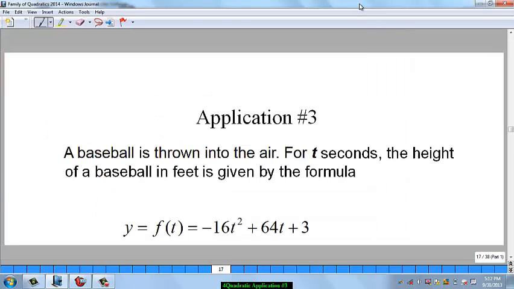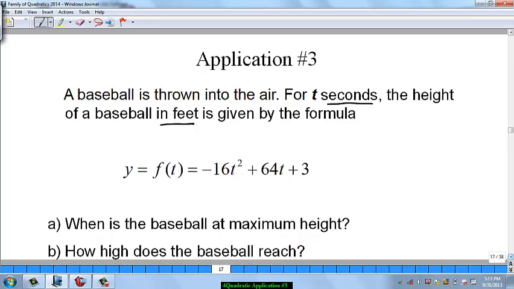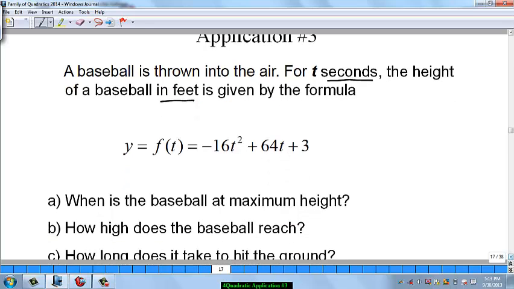Alright, we're going to talk about quadratic application number 3. A baseball is thrown into the air for t seconds. The height of the baseball is in feet and is given by this formula. And the formula is y equals f of t equals negative 16t squared plus 64t plus 3. So I always like to sketch what this is going to look like. I see that it's negative and I have a t squared, so it's a quadratic, open downwards.